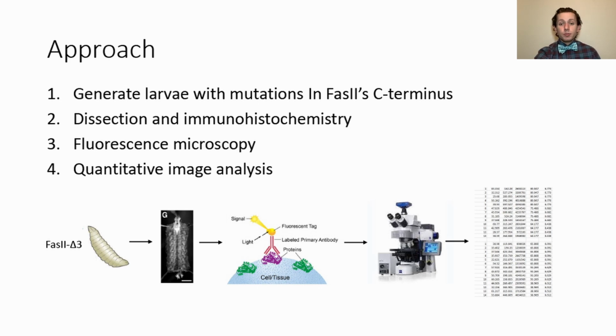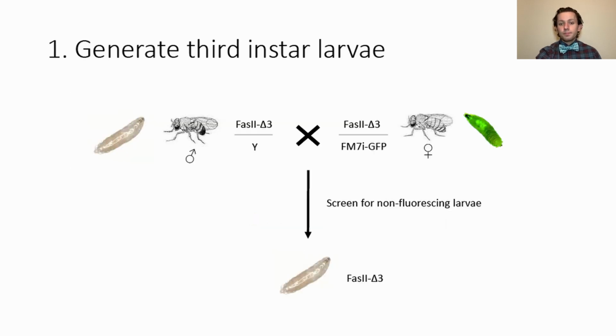After the immunohistochemistry, I performed fluorescence microscopy to visualize the distribution of these proteins at the larval NMJs, and then went on to quantify the differences of these distributions between the wild type and the control larva using quantitative image analysis.